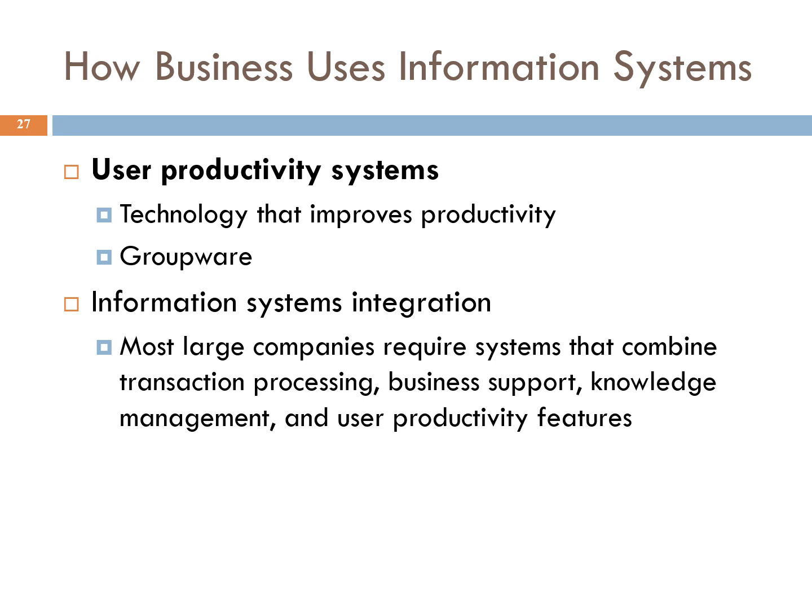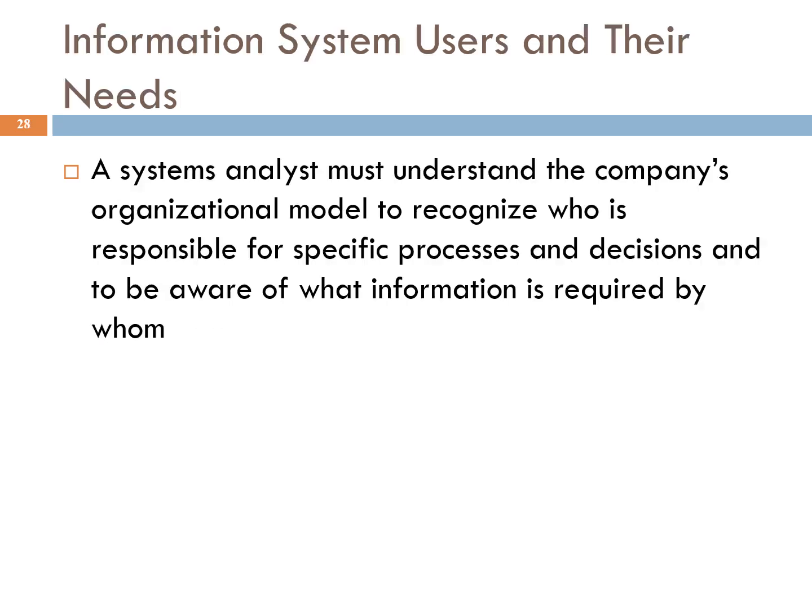For example, the usage of Microsoft software is a user productivity system. A company that uses Google as the backbone of their email system is also an example of a user productivity system. It can be a groupware, and it can also have information system integration, meaning that all the information is integrated under a more common system.